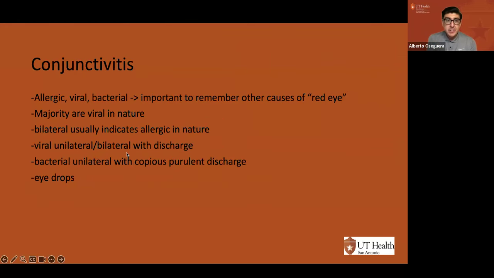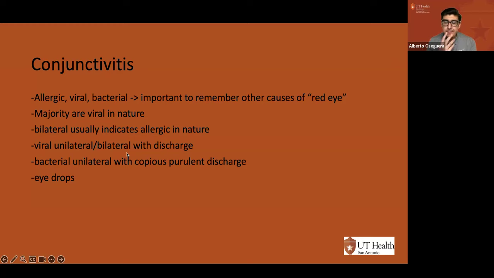A little bit about conjunctivitis. This is super common. There's multiple reasons why people can show up for their red eye, as we already talked about a couple. The three most common forms of conjunctivitis are going to be allergic, viral, or bacterial. The majority of the time, this is going to be viral in nature. We'll usually present with unilateral changes with some discharge.